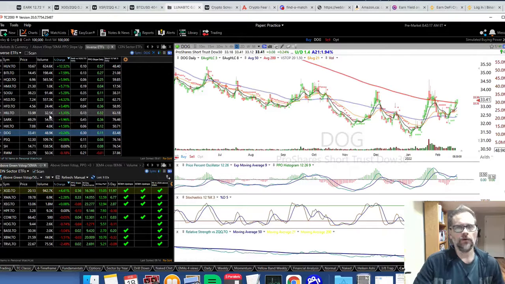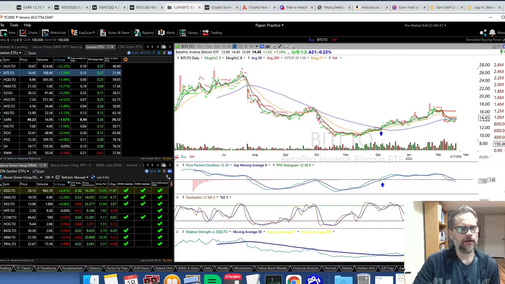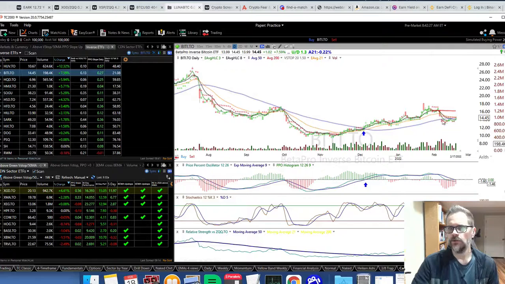There are other ones you could look into, inverses of others. There's a Bitcoin one in Canada, BITI. I don't like the look of the chart right here, but there was a period of a nice uptrend in the Bitcoin.